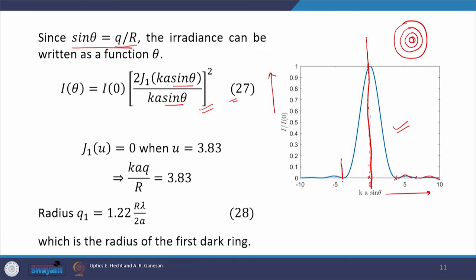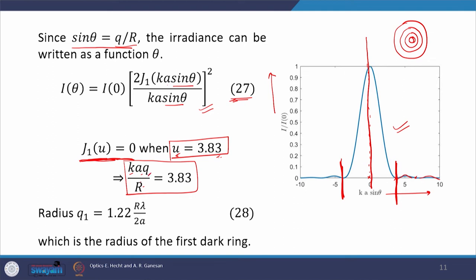Now, if we want to calculate the position of the first minima, then what we will have to do is that we will somehow make the right hand side of equation number 27 zero. For this, let us see when J1 goes to 0, and then let us calculate that value of u which makes J1 zero. For this, we substituted J1 equal to 0, and from there what we found is that at u equal to 3.83, J1 goes to 0. It means when u is equal to 3.83, we will have the first minima, and when you substitute for the expression of u, which is k a q by R, from there you can calculate the radius of the first dark ring, which would be given by the q value.